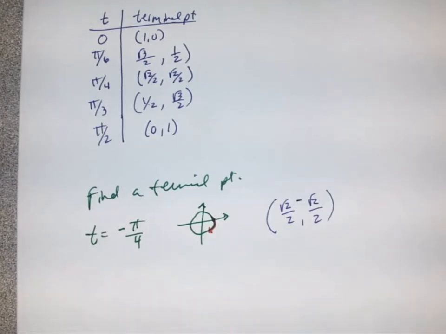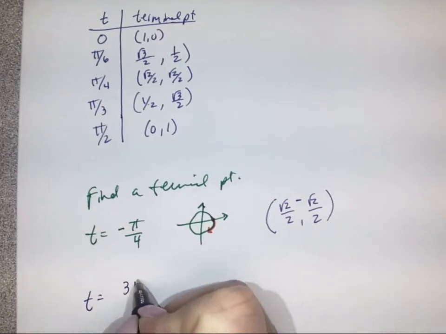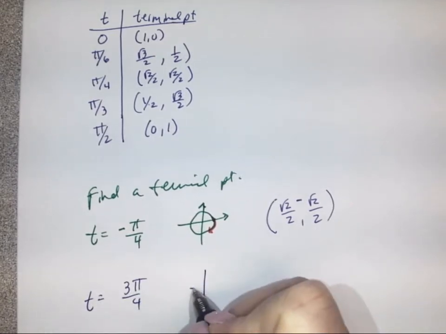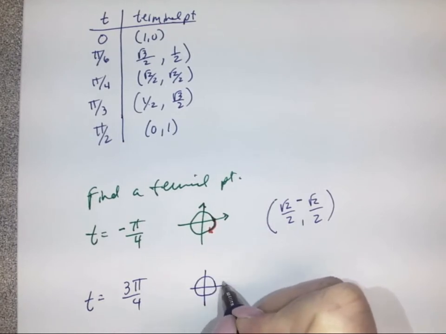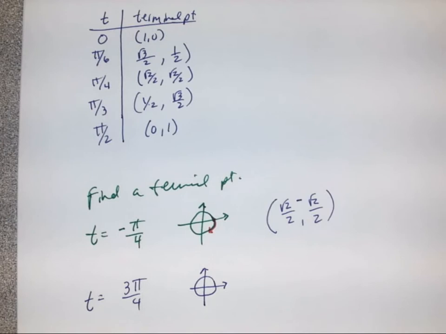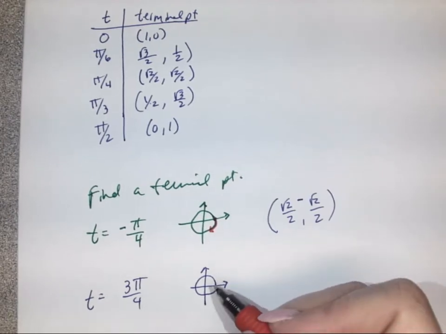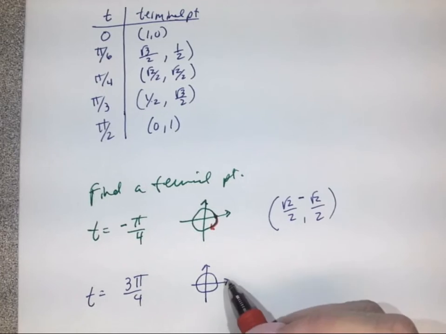All right, let's look at another one. So t is equal to 3 pi over 4. Again, let's draw a circle because that picture can help you understand what we're doing. So 3 pi over 4, so that is 3/4 of the way around, right?